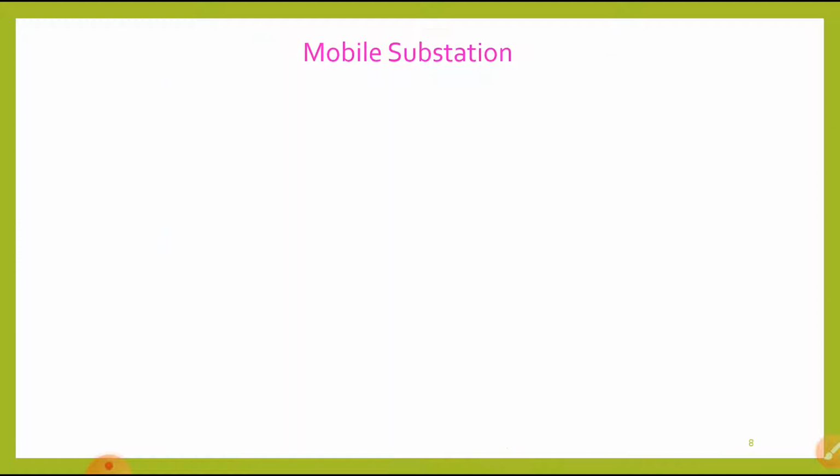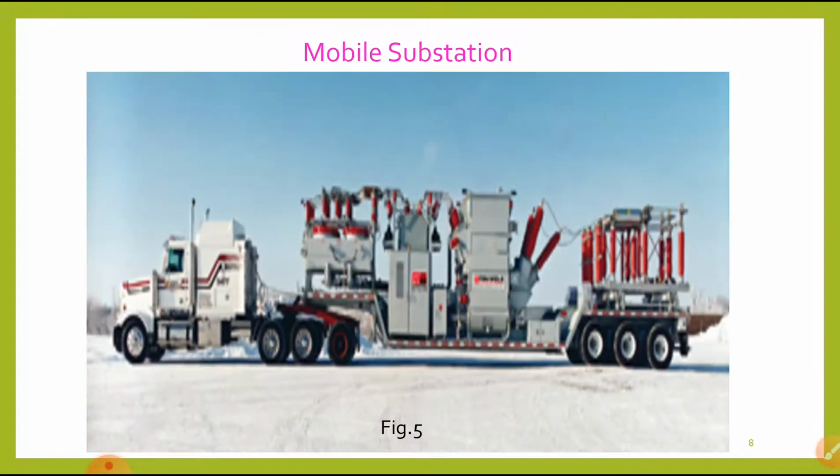Now, you can see the mobile substations also. You can observe this is one of the mobile substations, present in a vehicle. It has all the accessories. If any substation fails, at that condition it may be used for temporary purposes till restoration of the other substation or other equipment.